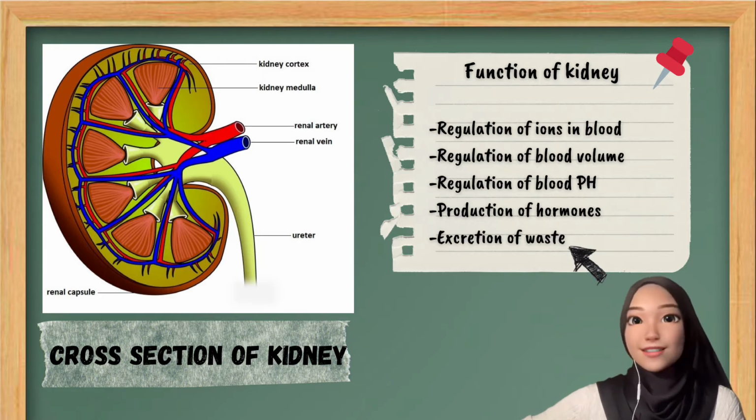Here are the functions of the kidney. Kidneys are responsible for the regulation of ions in blood, regulation of blood volume, regulation of blood pH, production of hormones, and excretion of waste.